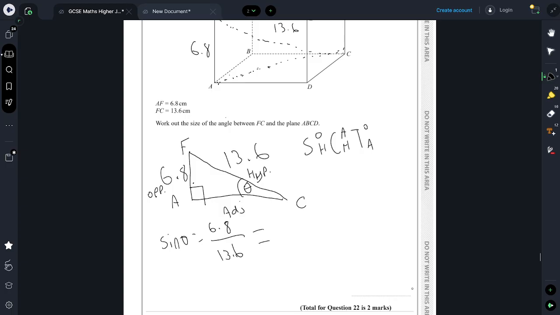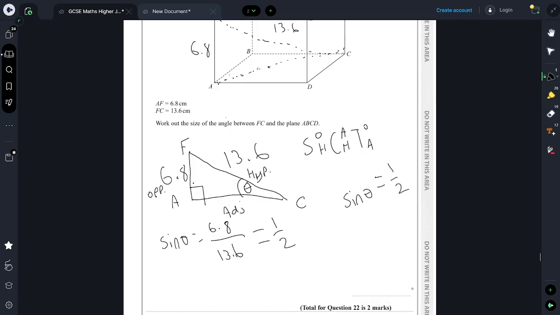Now, what does this simplify to? If you know your trig ratios, there's actually a certain amount you can do. Let's check. Does 6.8 go into 13.6? Actually, it does. 6.8 times 2 is 13.6. So this is 1 over 2. So sine theta is a half.